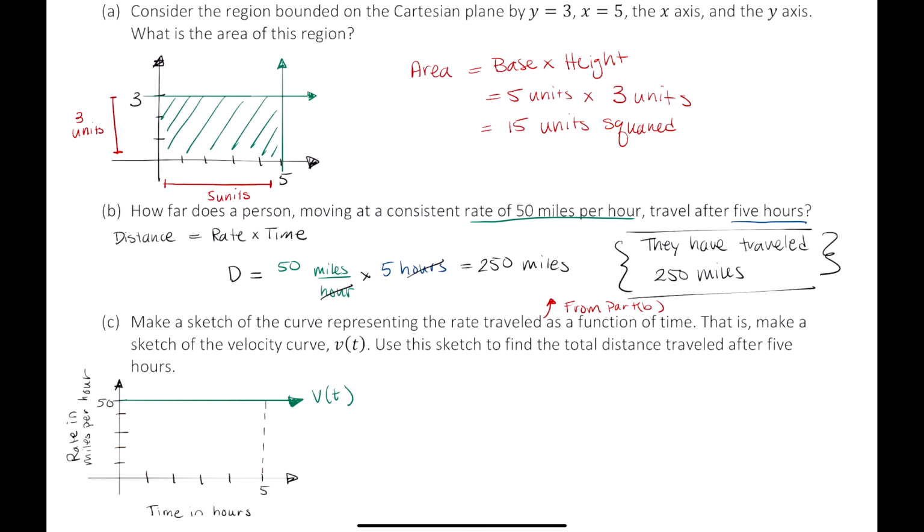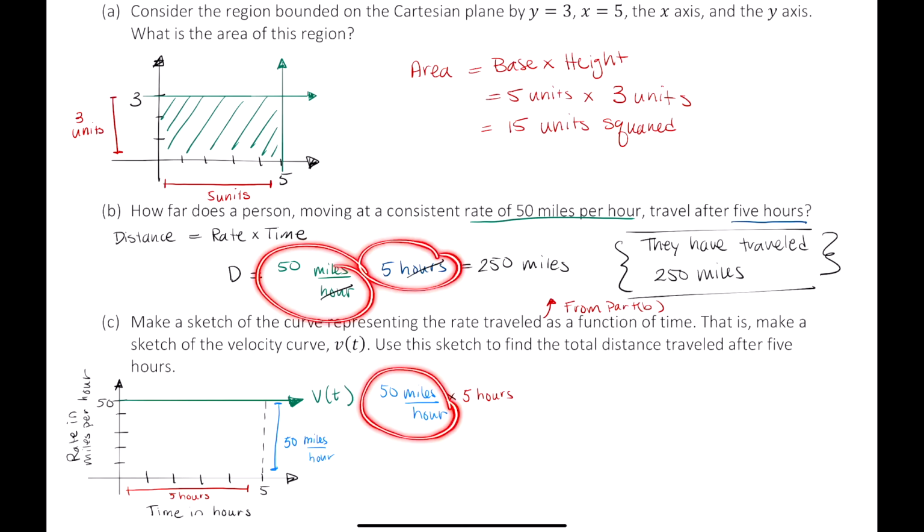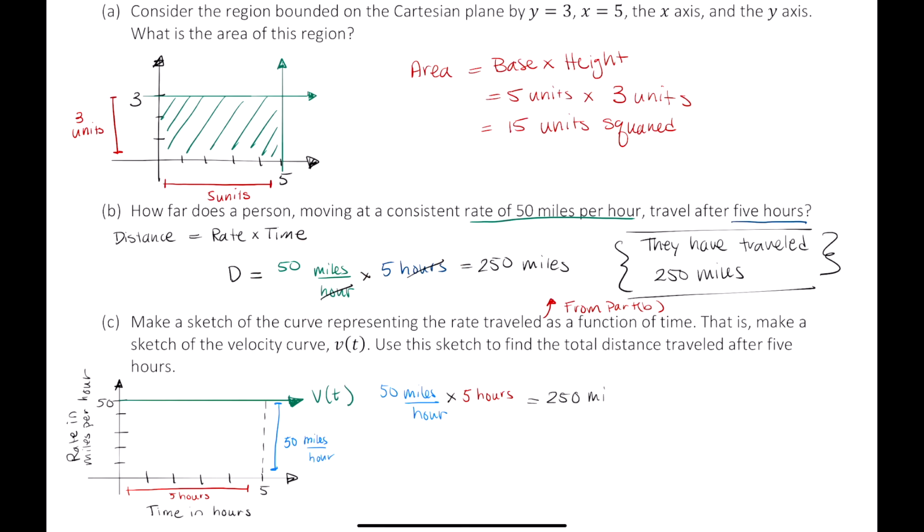So let's see how this works. Along our horizontal axis here we have 5 hours. Along our vertical axis here we have 50 miles per hour. And I'm going to swap these around for no reason other than I have them swapped in part B, and this will help them match up. So there we are. 50 miles per hour, 5 hours. This is the exact same problem we've already done to get to 250 miles. So the area under this curve corresponds to the distance traveled.